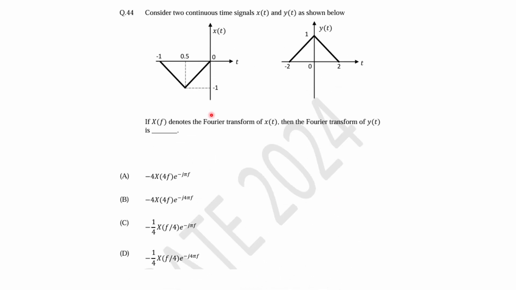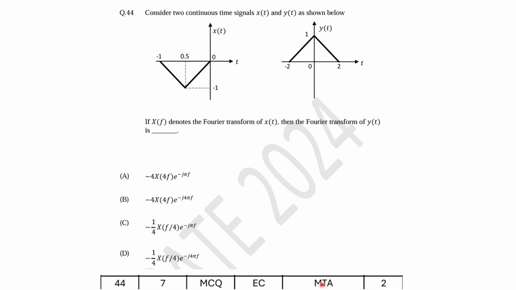So here is another question. Consider two continuous time signals x(t) and y(t), where this is your x(t) and this is your y(t), as shown in the figure. Now X(f) denotes the Fourier transform of x(t). What will be the Fourier transform of y(t) in terms of X(f)? This is the challenge. As per the answer key, the answer is marked as MTA, but options A and B look a little different, so let's solve this.